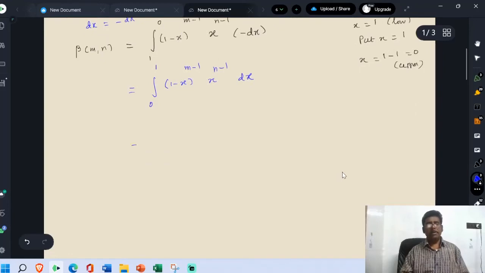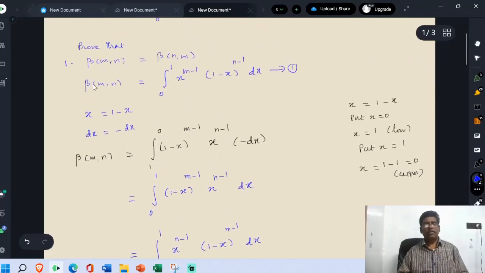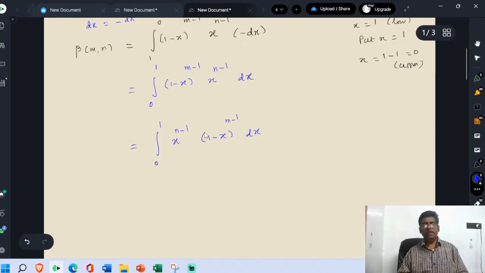This can be interchanged as the integral, limit varying from 0 to 1. Write down the term x power n minus 1 first, then 1 minus x power m minus 1 into dx. This is our beta of n comma m, because the n term comes first. In the case of beta of m comma n, the m term comes first, x power m minus 1 into 1 minus x power n minus 1. See here, this is x power n minus 1 into 1 minus x power m minus 1. Therefore, this is our beta of n comma m. We have taken beta of m comma n and arrived at beta of n comma m. Therefore, beta of m comma n is equal to beta of n comma m.